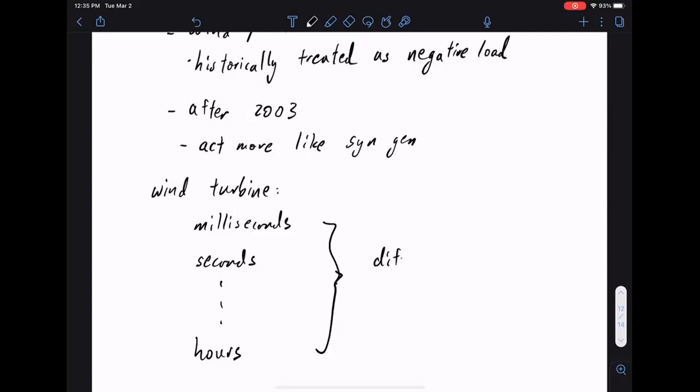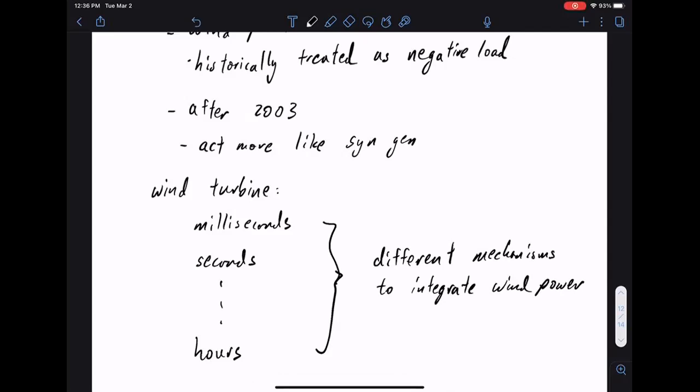So we have different mechanisms for wind turbines. There are different ways that the wind turbine has to operate and must work with the grid over different time scales. This class will focus on one of them, called low voltage ride-through. That's one of the more important requirements for wind turbines.